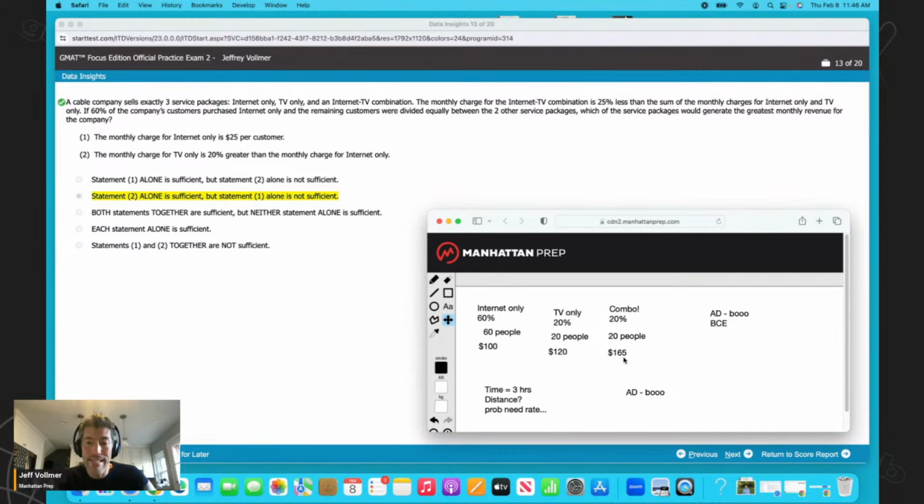And then we tested the cases here to prove why statement 2 was enough. We said it doesn't actually matter how many people or how much money they cost because they scale up proportionally. And if the parts of a product, right, 60 people times 100, 20 people times 120, if those individual pieces of the product scale up proportionally, then so does the end result. So what was greater in one case would be the greatest in the other cases.